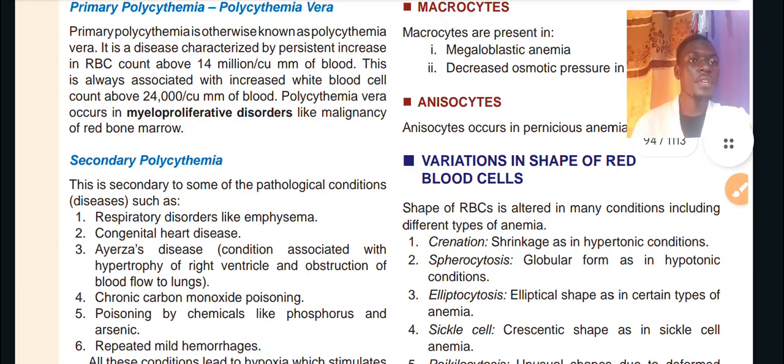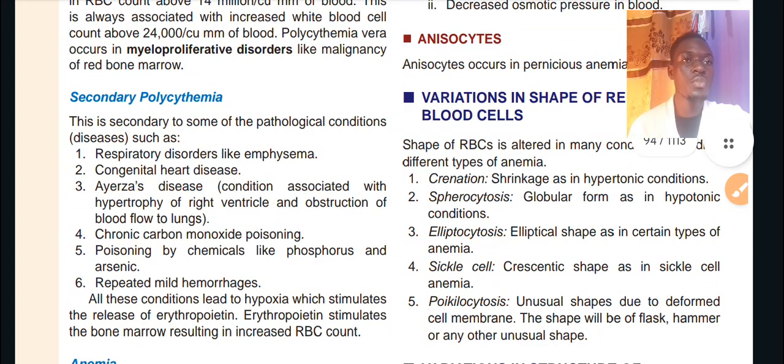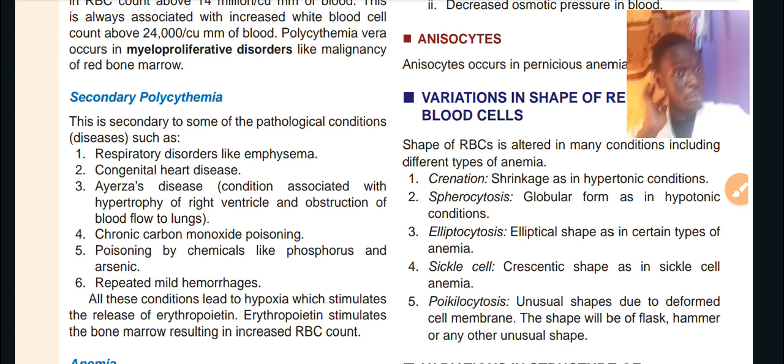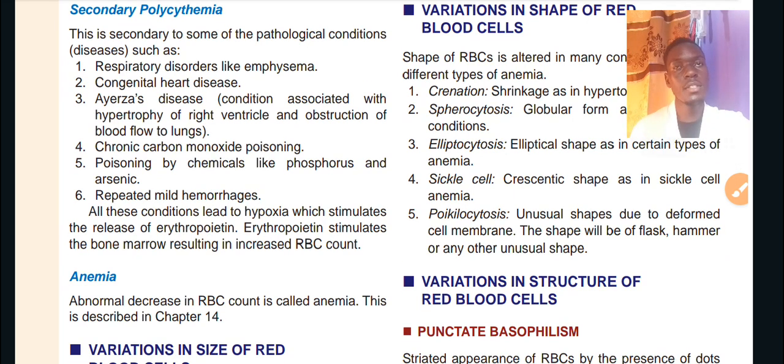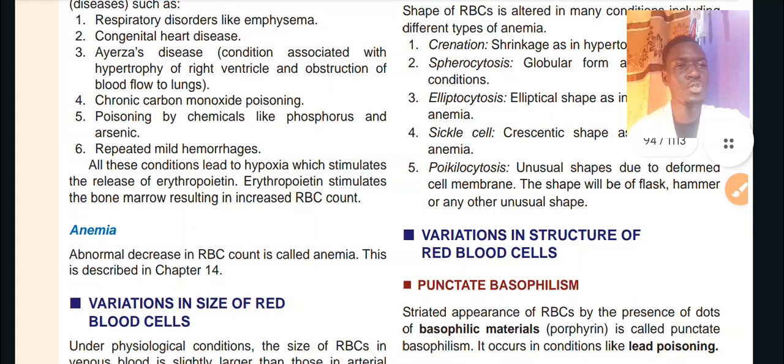Now, variations in the shape of red blood cells may also be caused by conditions like crenation, that is the shrinkage in hypotonic conditions; spherocytosis, the globular form due to the lack of spectrin protein; and elliptocytosis, which makes the cells have an elliptic shape. The sickle cell makes them crescent, and poikilocytosis makes them have different shapes, like maybe a hammer shape, a flask shape, or any other unusual shape.